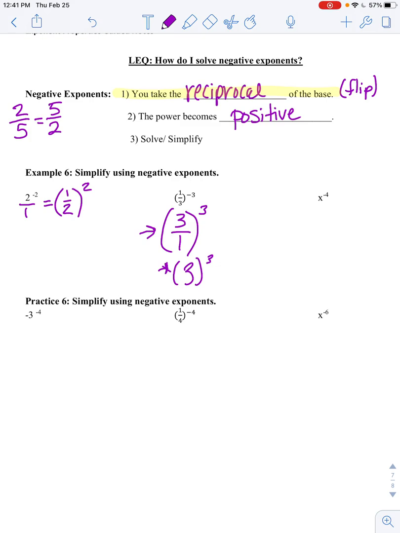Okay, and then we could also do this same thing with variables. So we could do x to the negative fourth. So we need to make it a fraction, so we can put it over 1 just like we do as whole numbers. And then we can flip the 1 and the x, so we get 1 over x, and that's raised to the 4th power. Okay, so your numerator and denominator are switching positions, and your power becomes positive. So go ahead and try these practice problems.